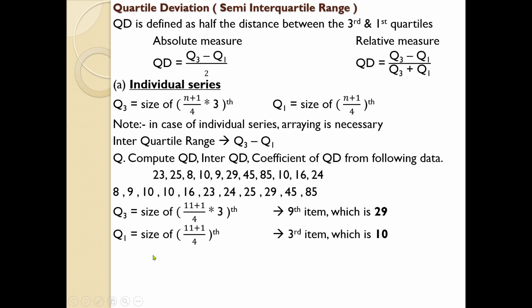Similarly, Q1 is the size of (n plus 1) by 4, and (11 plus 1) by 4, you will get 3. 3 means the third value. 1, 2, 3. The third value is 10. So now you have Q3 and Q1. Just substitute these two values in the corresponding equation. Quartile deviation is Q3 minus Q1 by 2. Q3 is 29, so 29 minus 10 by 2, you will get 9.5.